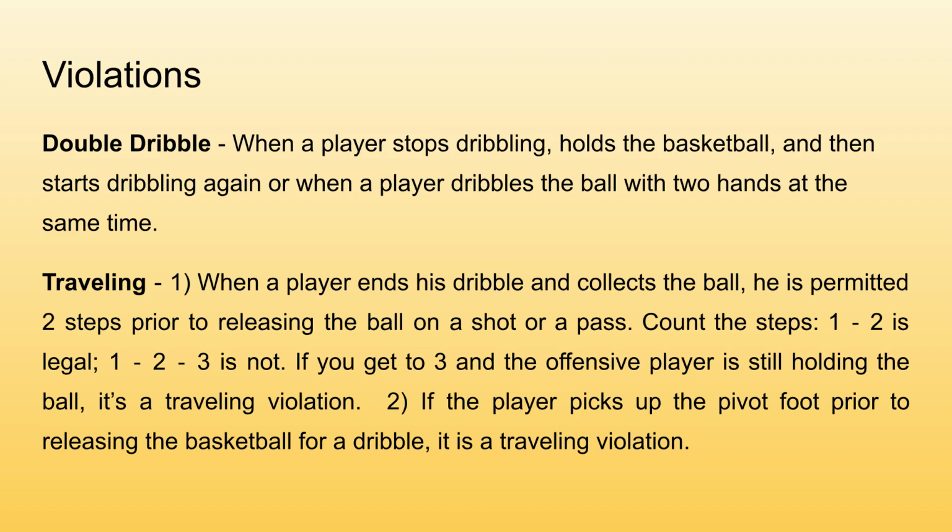Traveling. 1. When a player ends his dribble and collects the ball, he is permitted 2 steps prior to releasing the ball on a shot or a pass. Count the steps. 1 to 2 is legal. 1, 2, 3 is not. If you get to 3 and the offensive player is still holding the ball, it's a traveling violation. 2. If the player picks up the pivot foot prior to releasing the basketball for a dribble, it is a traveling violation.